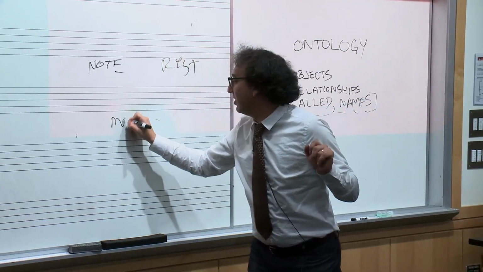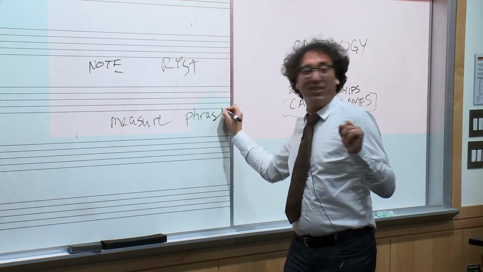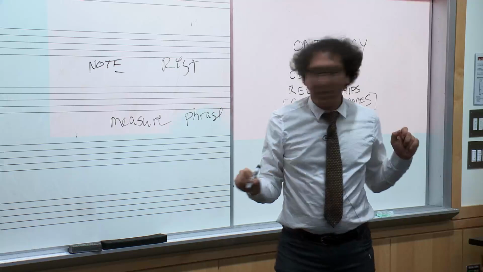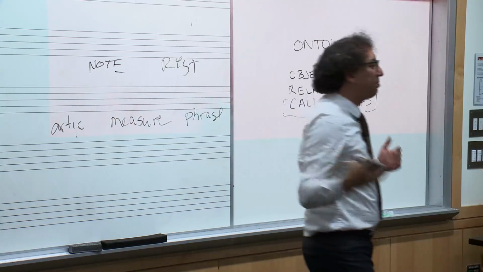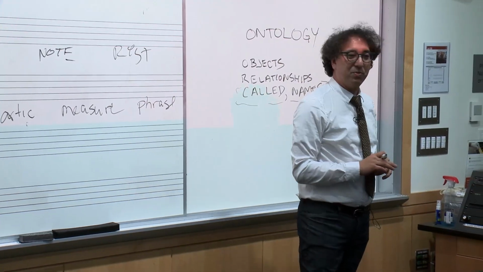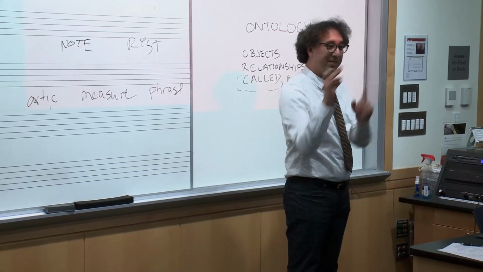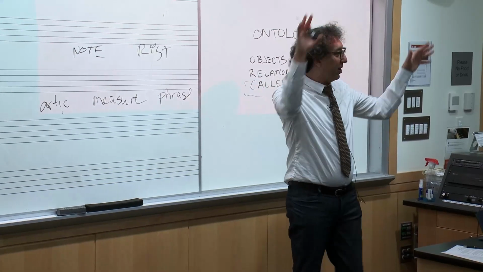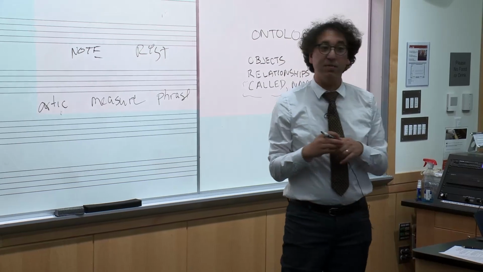Measure. That's good. Phrase. Good. Articulation. Articulation. Good. I'm going to stop writing down unless I hear something that I've never thought of. And good. What else there? Clef. Good. The whole score. The whole score. Good. The score. The dynamic. The instrument. Tempo.